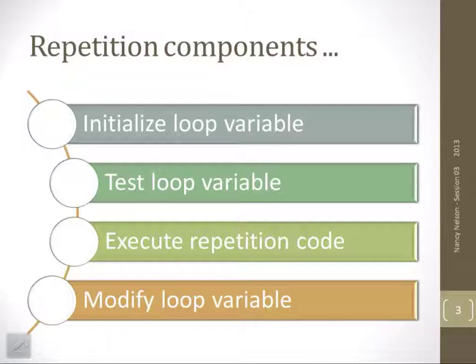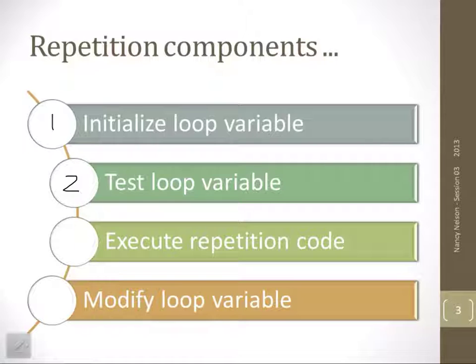It doesn't matter which of the three types of loops we're going to use, they all have the same basic four elements. The first thing that has to be done is that we have to initialize whatever variable we're going to be looping on. So it might be a count, it might be something that's checking the status of something, it could be a different condition. Whatever it is, we have to initialize that first.